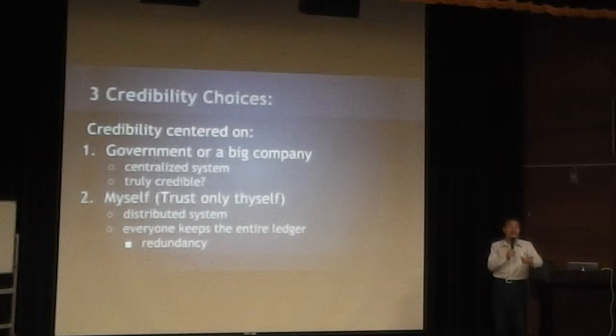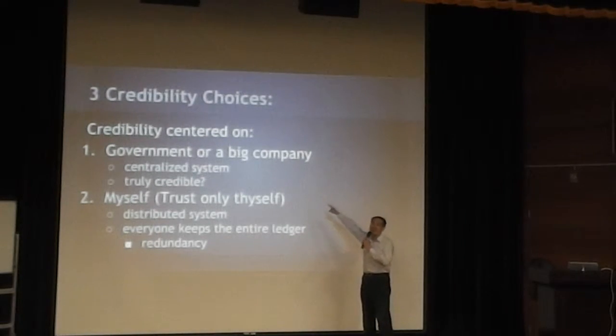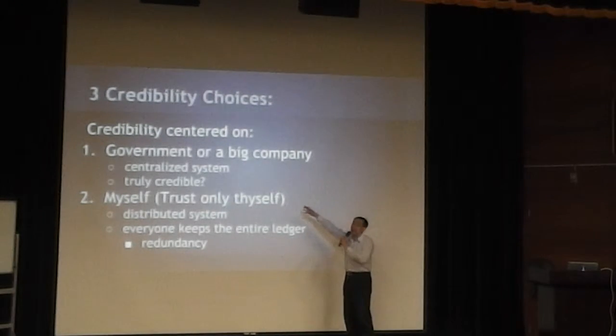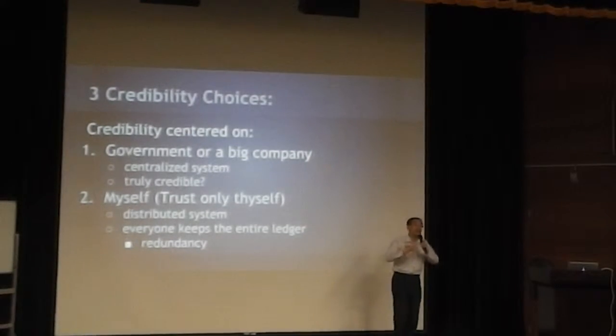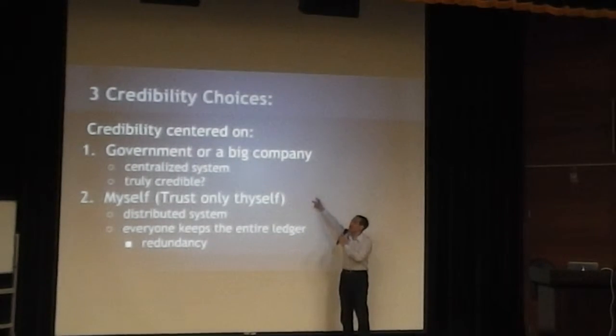Before we go into the details on the technology and the ledger stuff, there are three credibility choices. If you center the credibility on the government or a monopoly, then you have a centralized system, and it's a question of whether you trust this single point of failure, because the government can go corrupt, and then you are under the mercy of dictatorship, for example, and so it's a dangerous proposition.